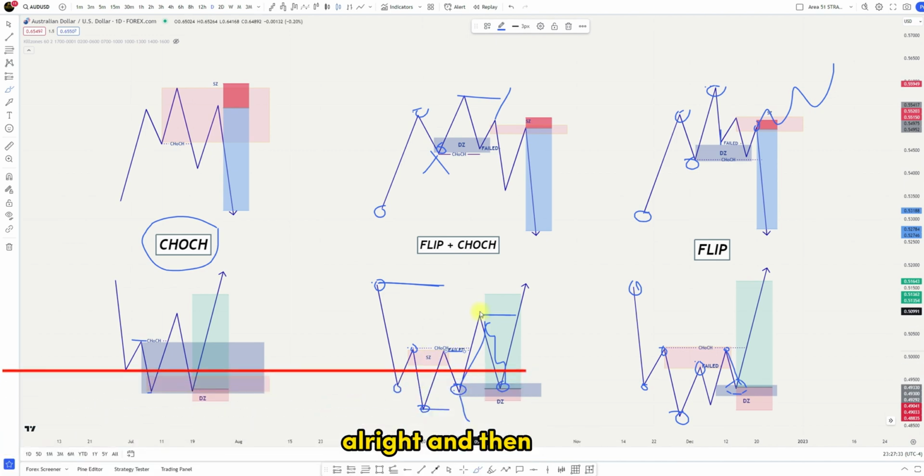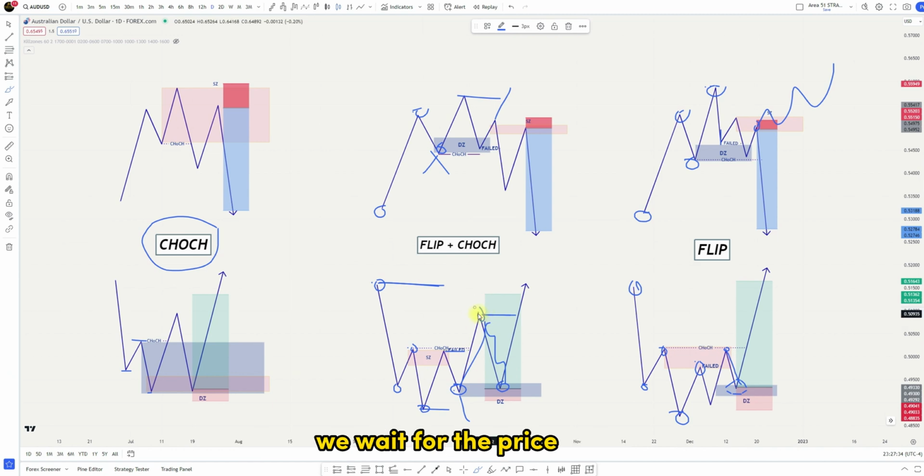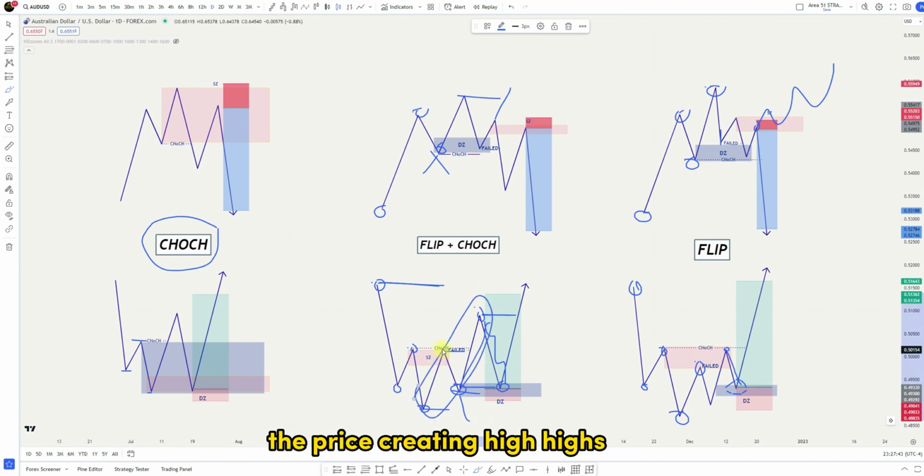And then once the price gives us that change of character, we wait for the price to come back to this area here, because remember, you have to focus on the current price. This is the area that you're going to be focusing on. You're going to be focusing on price creating higher highs, higher lows, higher highs, and then price coming back to retest the area of the demand zone. And then you buy, target this area here, and then this area there.